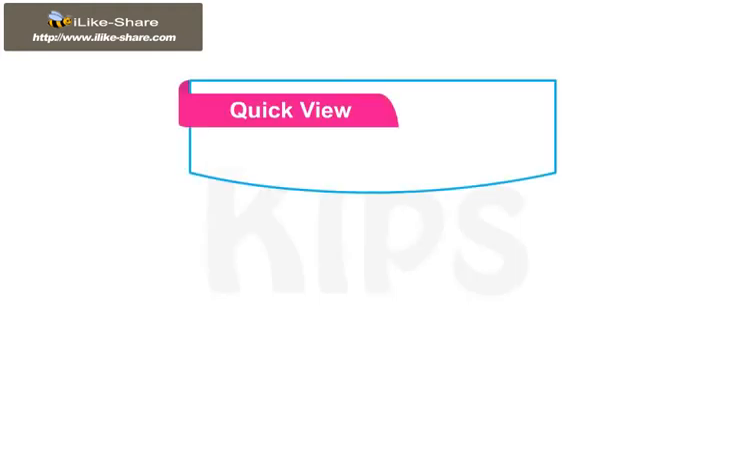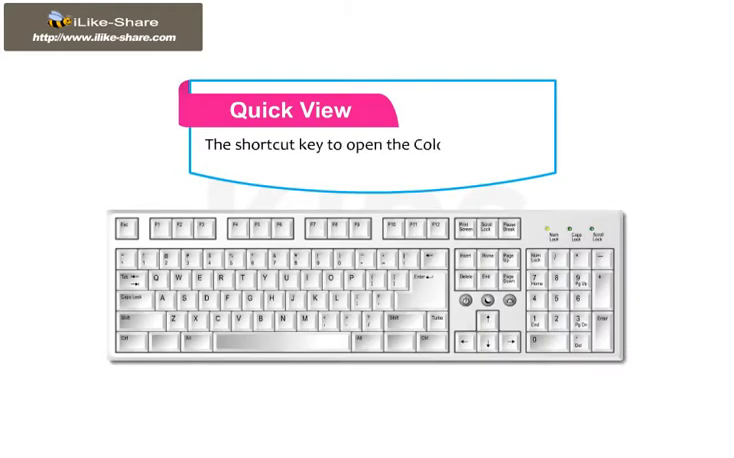Students, let us take a quick view. The shortcut key to open the color panel to set the gradient color is Alt plus Shift plus F9.